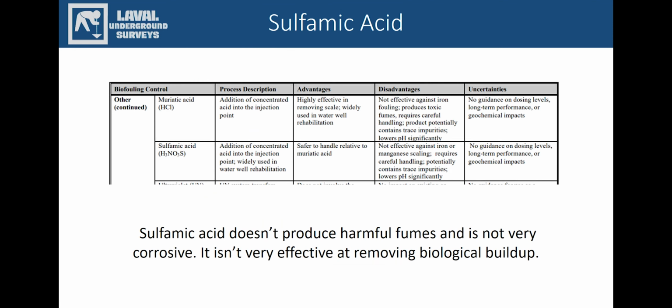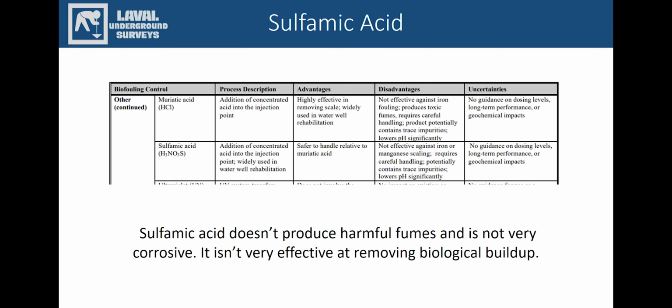Products with sulfamic acid in them are good to use against mineral scaling, but not against biofouling. It's relatively safer to use on calcium carbonate than muriatic acid, but it should still be used with caution. Because hydrochloric acid is so strong, sulfamic acid is sometimes used instead. It's often mixed with other acids in a product to treat multiple things because it's not as highly corrosive as hydrochloric.